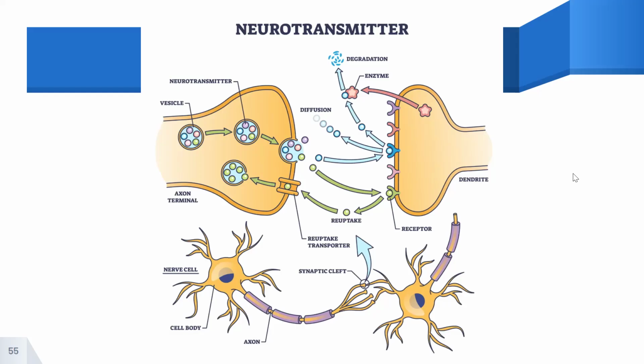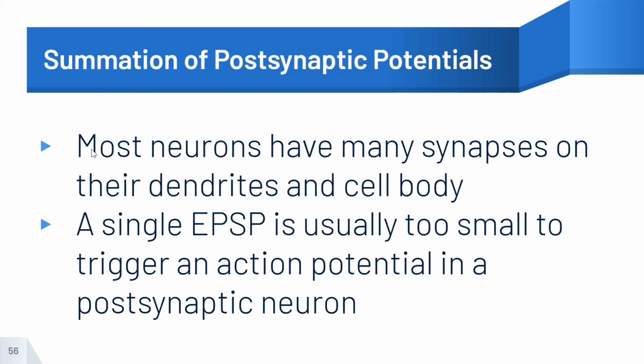So this diagram sums that up. Here you can see the reuptake, or the reabsorbing, of the neurotransmitters. Or here you've got digestive enzymes that are breaking down the neurotransmitters, or they simply diffuse away and drift out of the synapse. So those are typically the three options that will happen to a neurotransmitter.